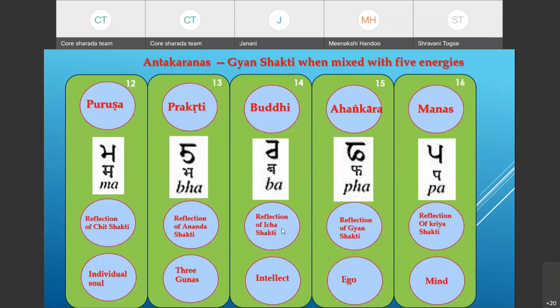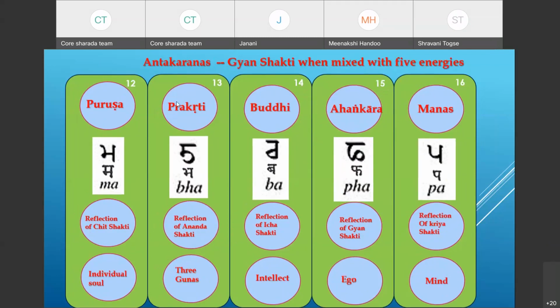Like Bha is the reflection of Icha Shakti. Pha is the reflection of Jnana Shakti. Kriya Shakti's reflection is Pa. So Man, Ahamkar, and Buddhi, all these 3 are antakarnas. We know what is Man. Man is mind. Ahamkar is the ego, like individual ego, not the capital I, it's a small I you can say. And this is intellect.